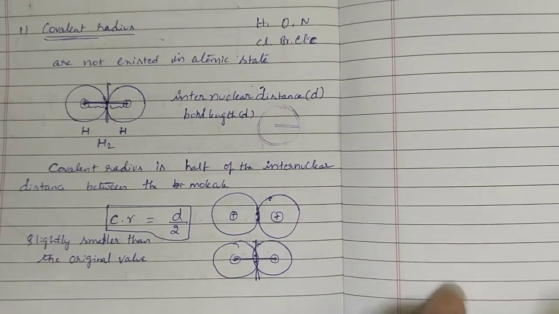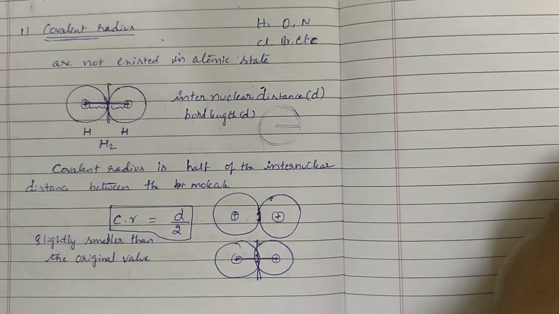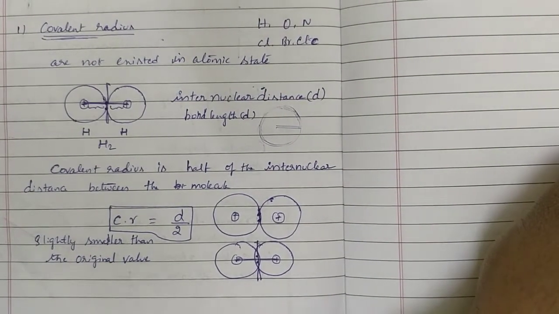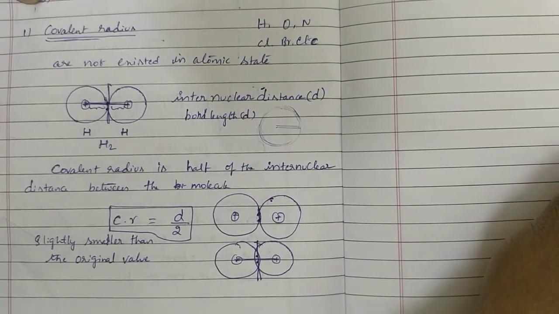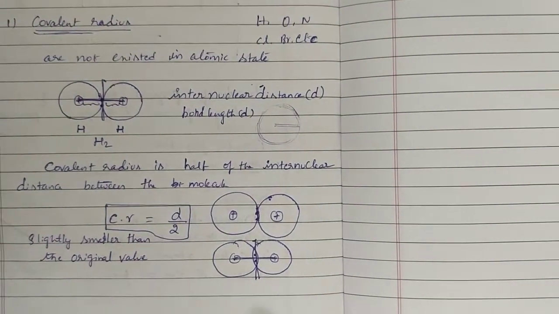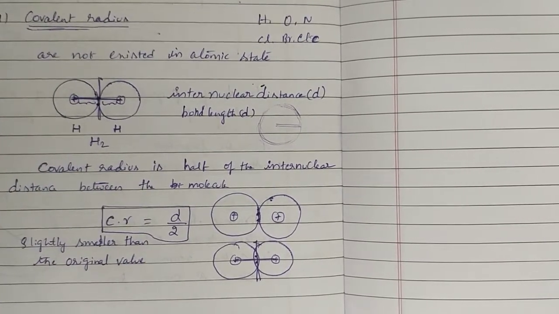Internuclear distance is also called bond length, d. Half of that bond length is called covalent radius. Now, how did scientists find the internuclear distance by using X-ray diffraction techniques?